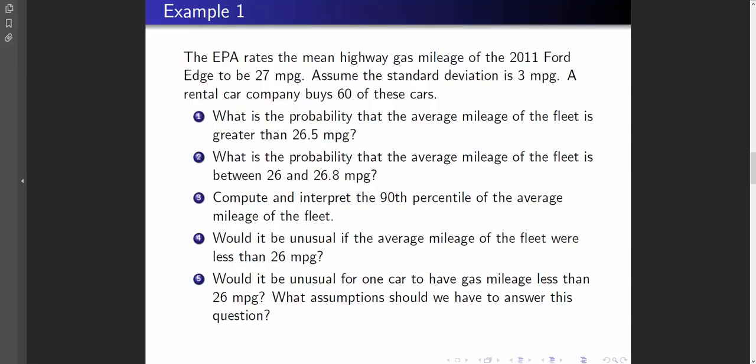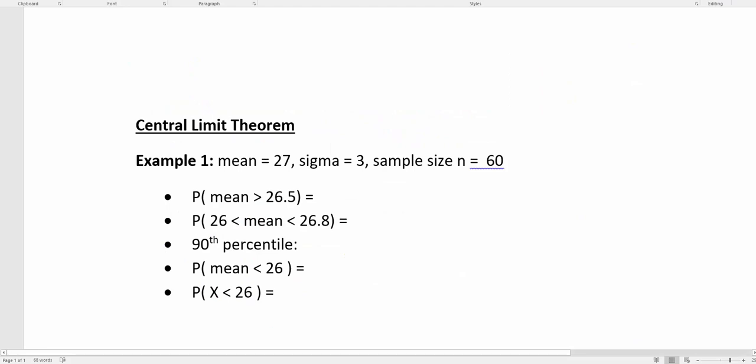The first one is asking what is the probability that the average mileage of the fleet is greater than 26.5. We can use the normal distribution to model this because we know the sample mean is normally distributed. So the first problem says compute the probability of the mean being greater than 26.5. That's normal CDF, greater than 26.5, and then 1E99, that's our upper limit, which is infinity.